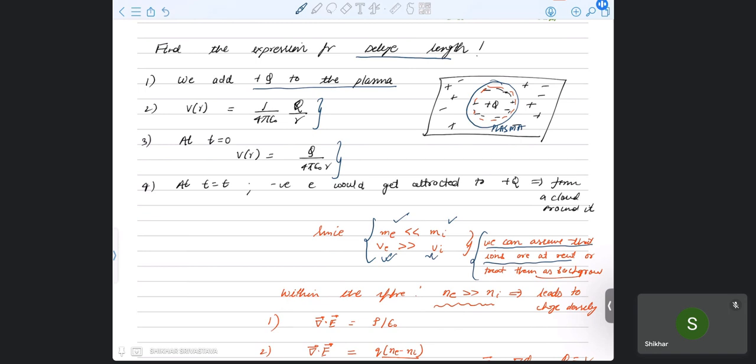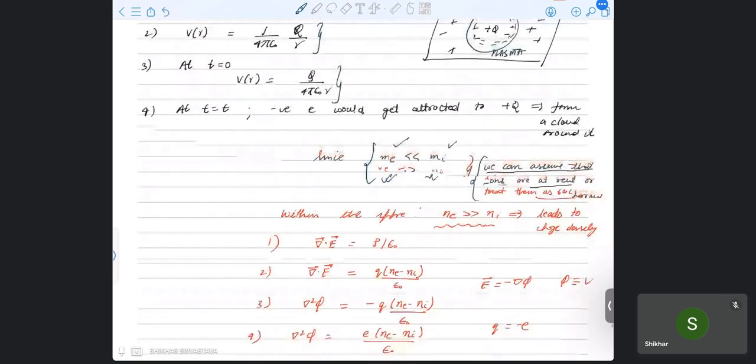When we compare the velocity of ions, it is very, very less than the velocity of electrons. So inside plasma, we consider that electrons are in motion and ions are at rest. That's why these electrons are moving with certain velocity and accumulating around this positive test charge.